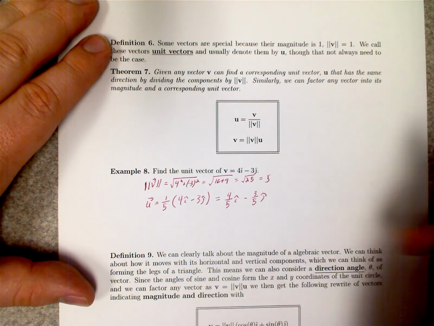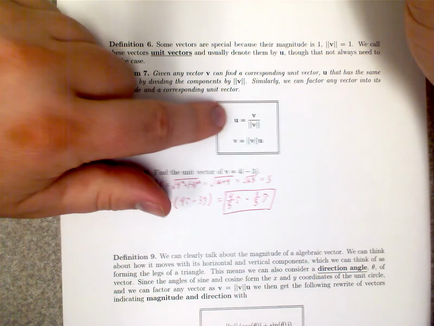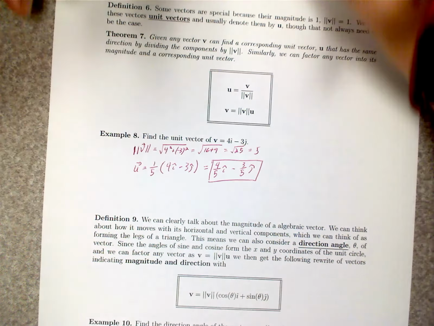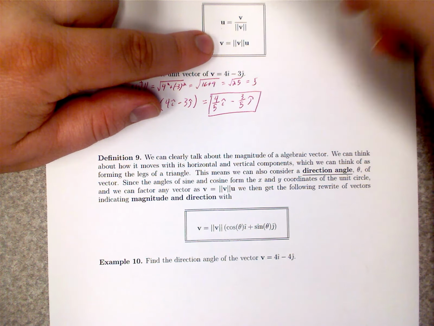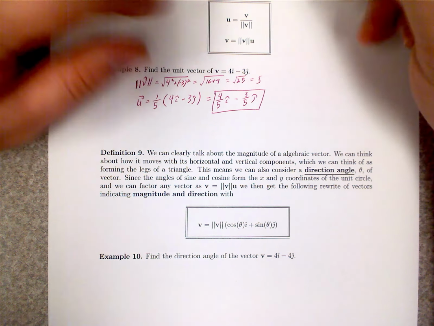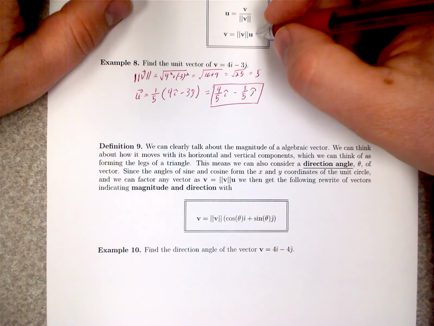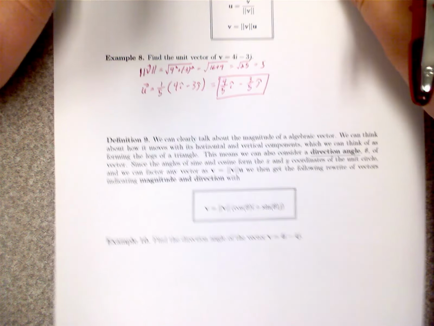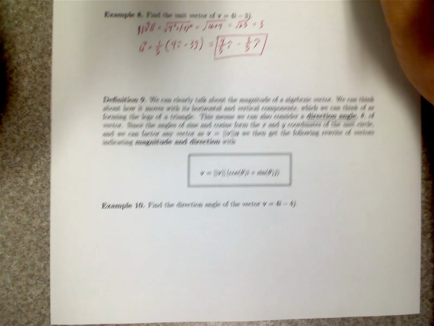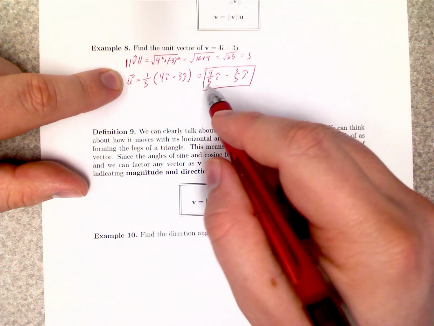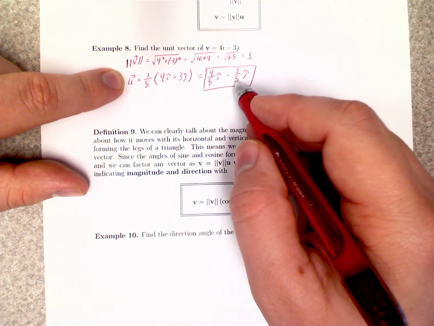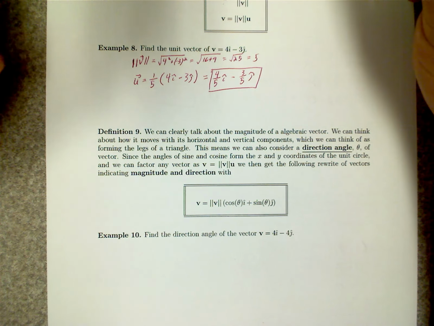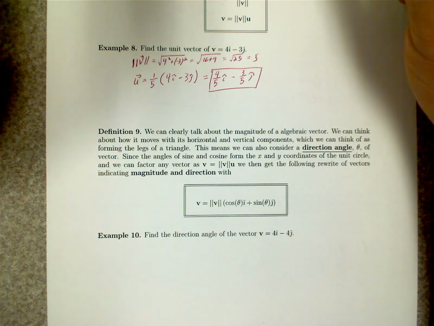Okay? So that's how we find a unit vector. But why might we want to talk about it? Why might we want to decompose a vector to be the magnitude times the unit vector? Well, remember that even though these give us a direction, we go left or right that much and up or down that much, in this case right 4/5, down 3/5, it requires two thoughts to get the direction.